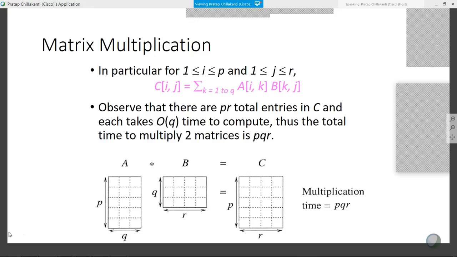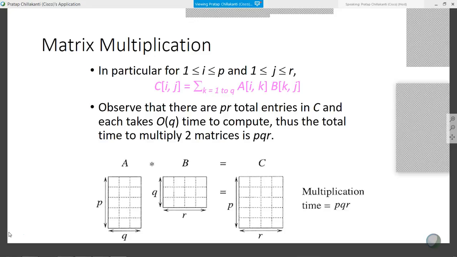Now let's do some realistic stuff here. If you look at these matrices, remember, go back to the exercise that I gave you. Most of the exercises I cover in the class. This is what we are doing in the exercise today. When you have these three matrices, how many entries are there in C? Total PR entries are there. That we know. When you multiply P by Q and Q by R, the number of entries in the resultant matrix is PR.